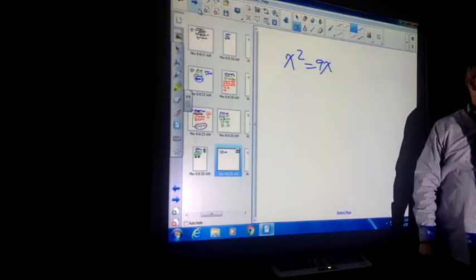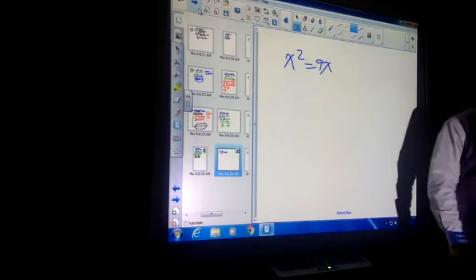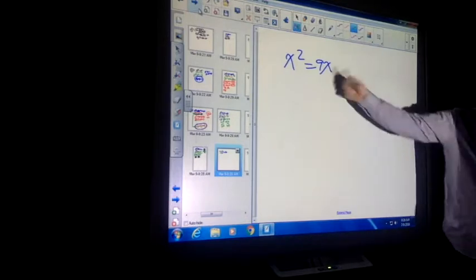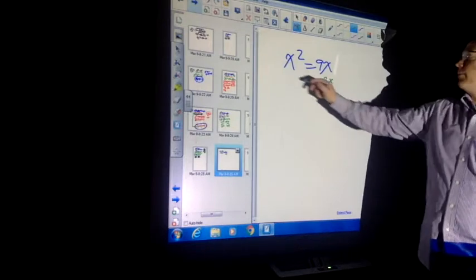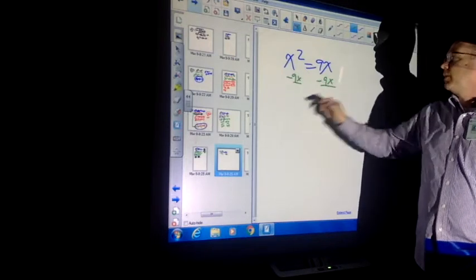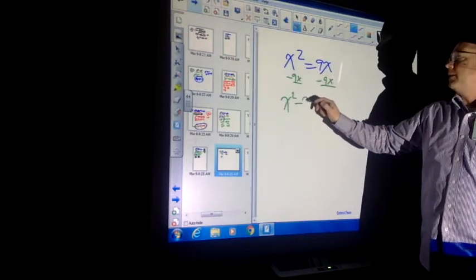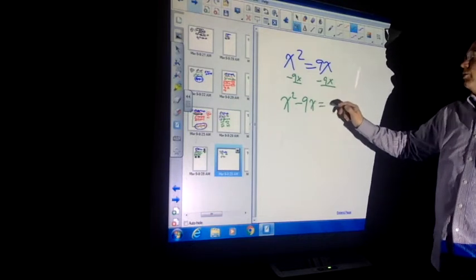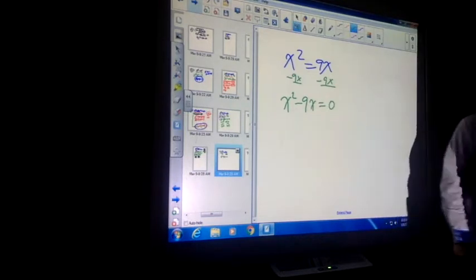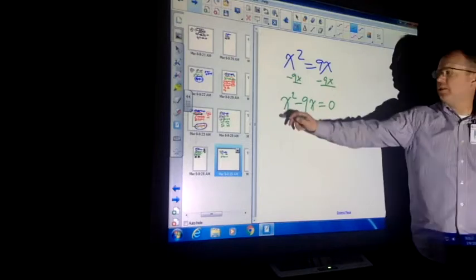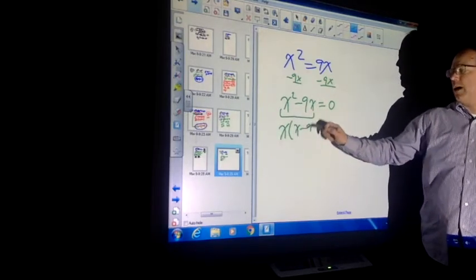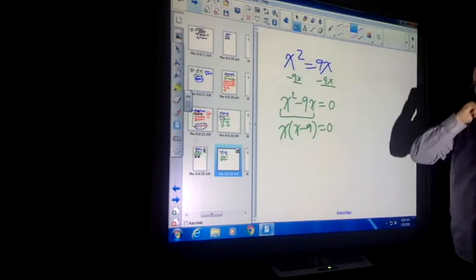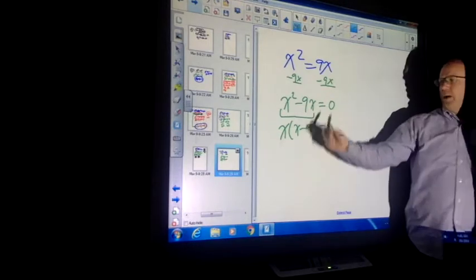Oh, it's not equal to 0, is it? So what should I do with the 9x? Subtract it from both sides? Okay. So I get x squared minus 9x equals 0. Shoot, how do I solve that? Well, I have a greatest common factor between those, which is called x. So I get x and x minus 9. Those are equal to 0. So I just factor out a greatest common factor.